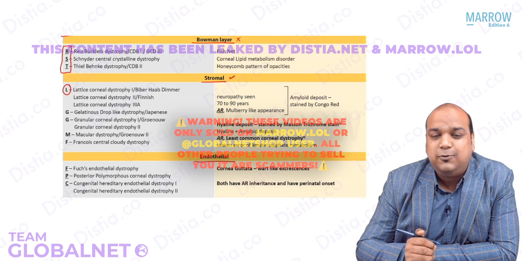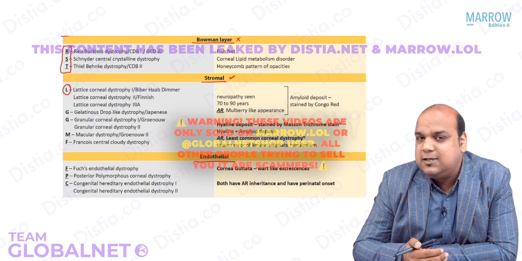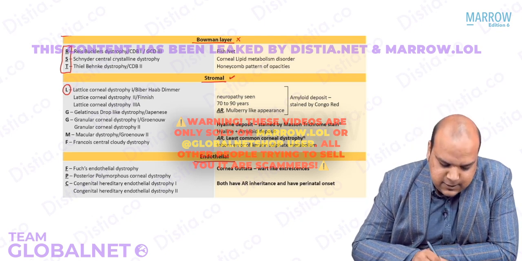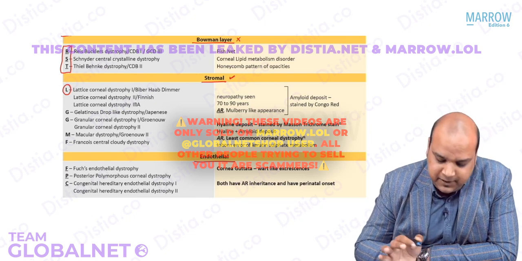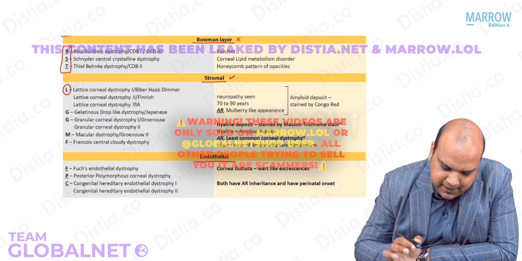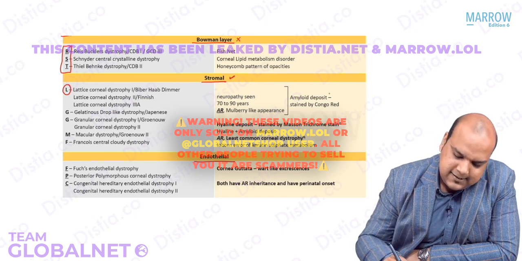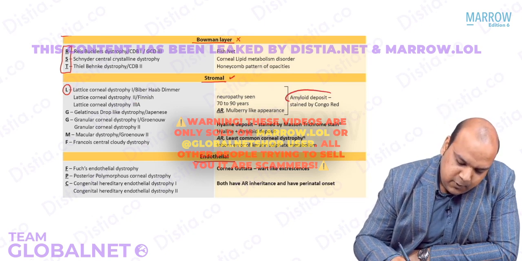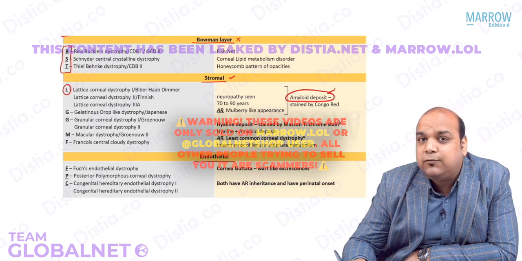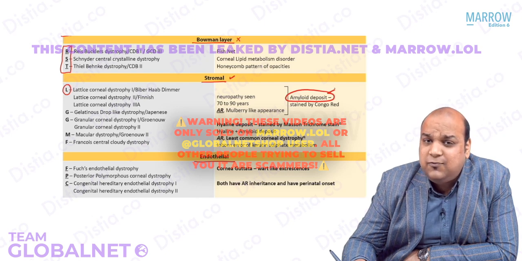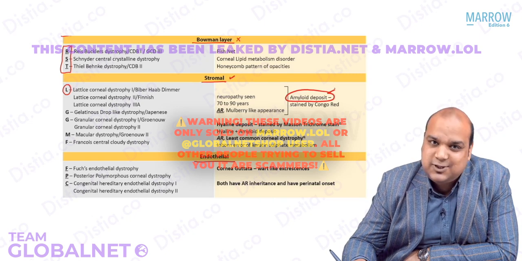L for lattice. I don't have any mnemonic for you to remember this. You'll just have to remember it like that. Lattice corneal dystrophies can be of 3 types. As you can see, type 1, type 2, type 3A. Whatever the dystrophy may be, in all the lattice dystrophies, the deposits of amyloid are seen within the stroma of the cornea. So to diagnose them, basically what we are trying to see, we are trying to see amyloid deposited within the corneal stroma. Yes.